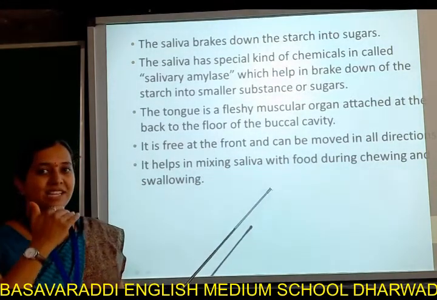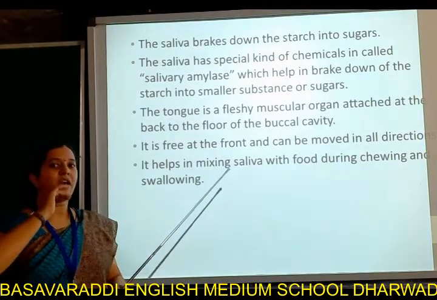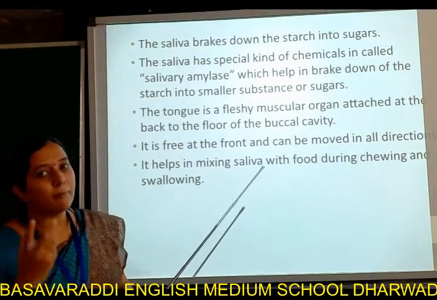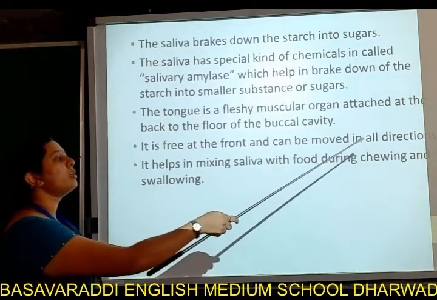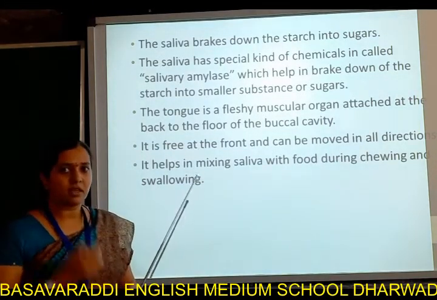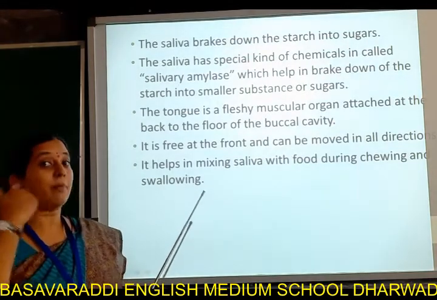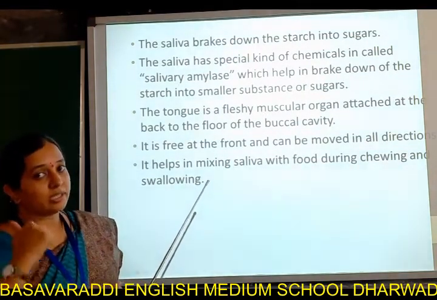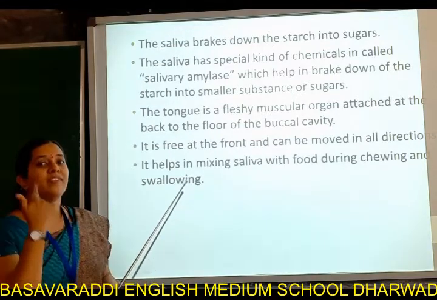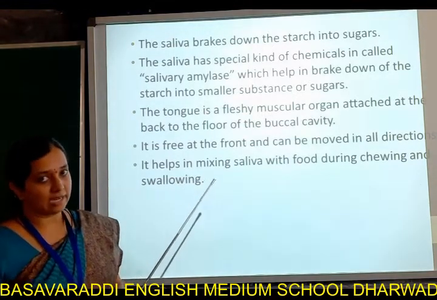The tongue is a fleshy muscular organ attached at the back to the floor of the buccal cavity. It is free at the front and can be moved in all directions. Yes, the tongue is free at the front, but not at the back side. So you can move your tongue very easily in all the directions.